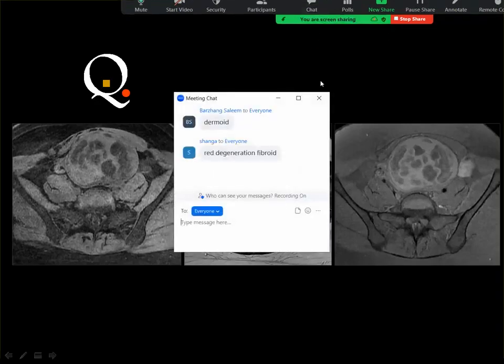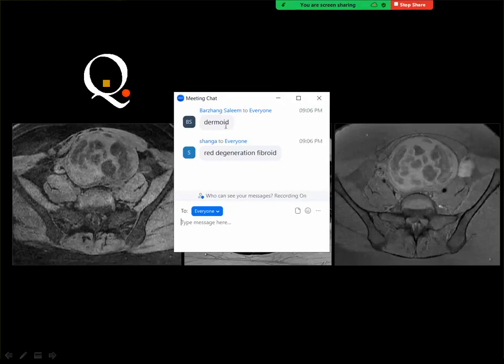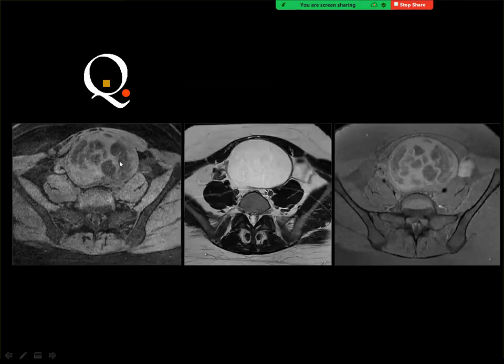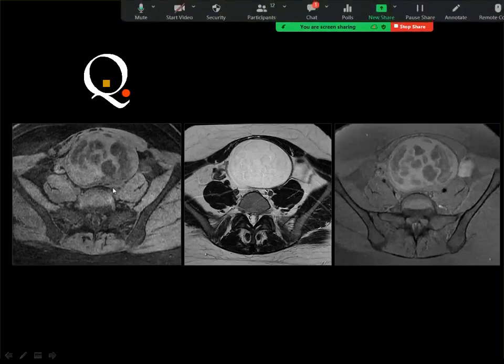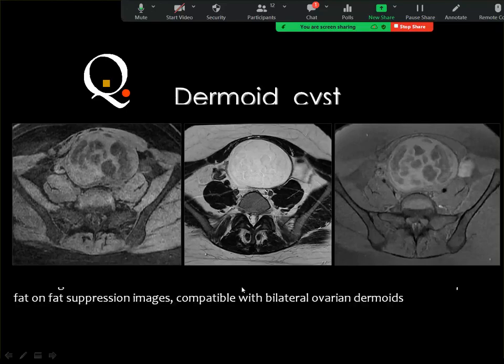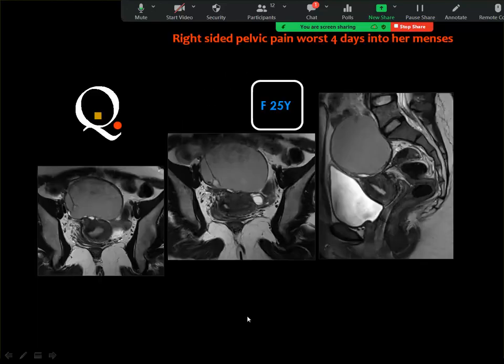Red degeneration. The right answer is dermoid, ovarian dermoid cyst, because of the fat. This is the suppressed fat within the lesion, which contains as well some of the fluid signal. And this is the appearance of the fat in the T2 weighted image, which is almost similar to the subcutaneous fat. And also here the fat is almost similar to the subcutaneous fat, and this is ovarian dermoid cyst.